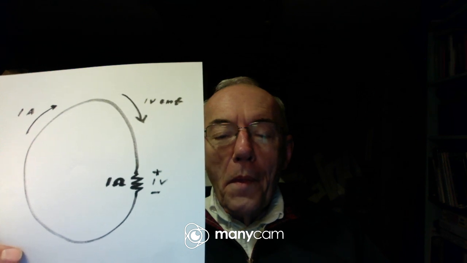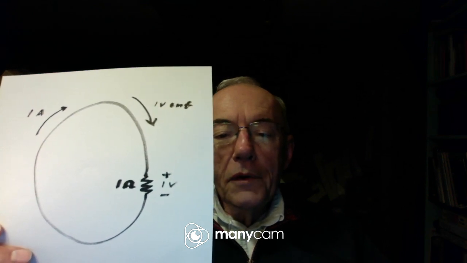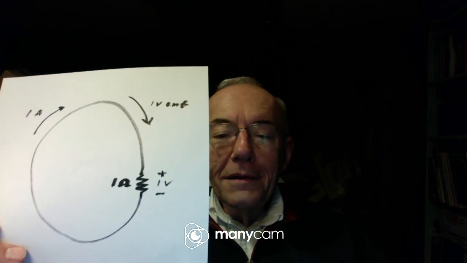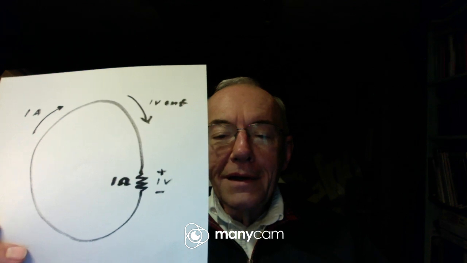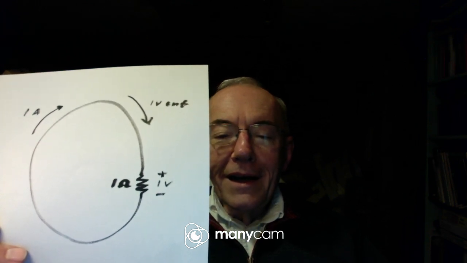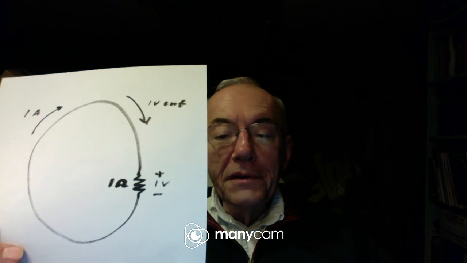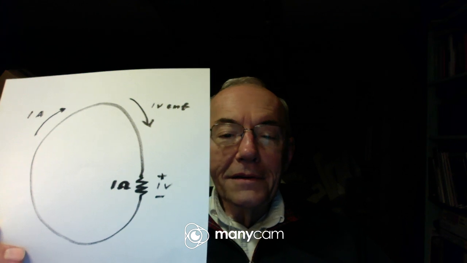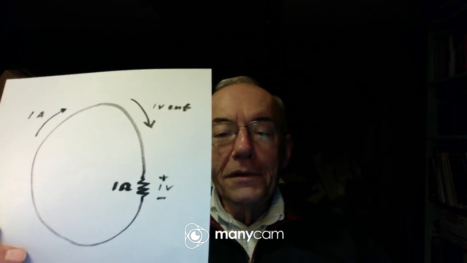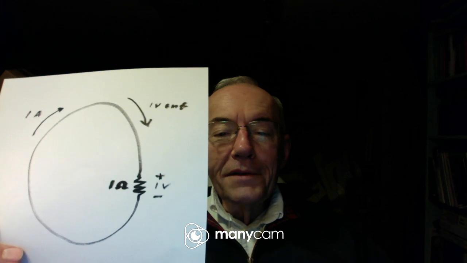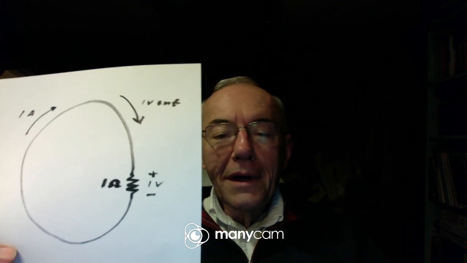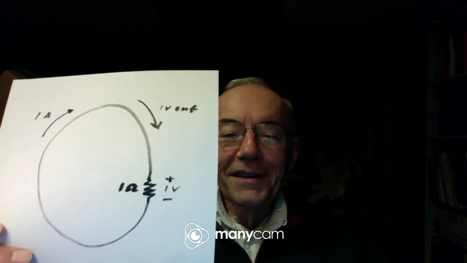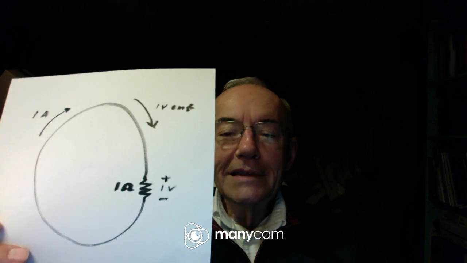And there's 1 volt of EMF around the circuit and virtually none in the resistor. And you've got 1 volt of potential difference in the opposite direction to the EMF. So they cancel each other out. So there's virtually no voltage around the circuit, which is just what's needed to maintain a current in a negligible resistance of the wire.